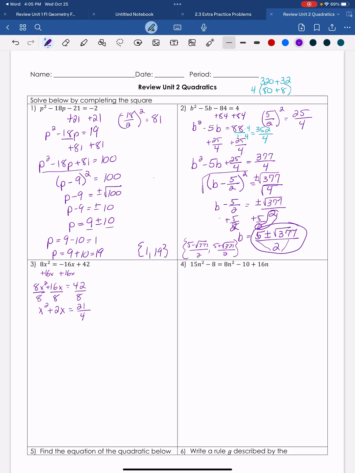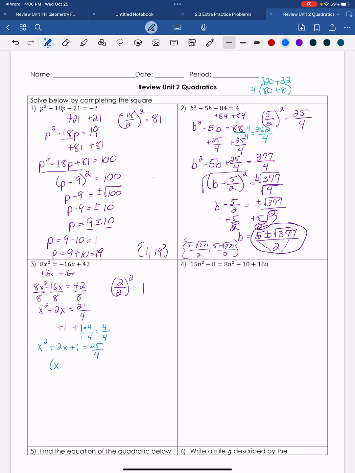From here, take your b term, divide by 2, and square it. So that's going to be 1. So I'm going to add 1 to each side. Now, same thing, I need a common denominator, so I'm going to multiply this by 4 over 4. Remember, this is 4 over 1, so this is 4 over 4. So I end up with x squared plus 2x plus 1 is equal to 25 over 4.